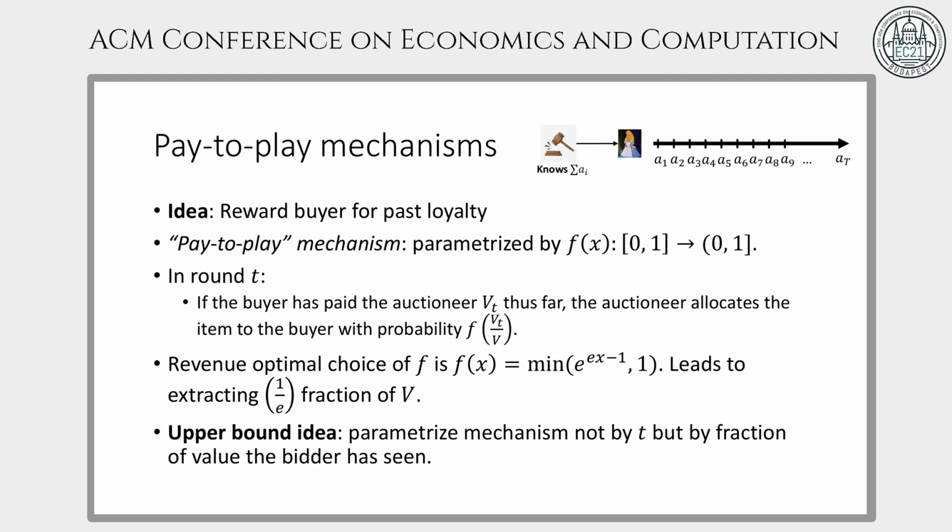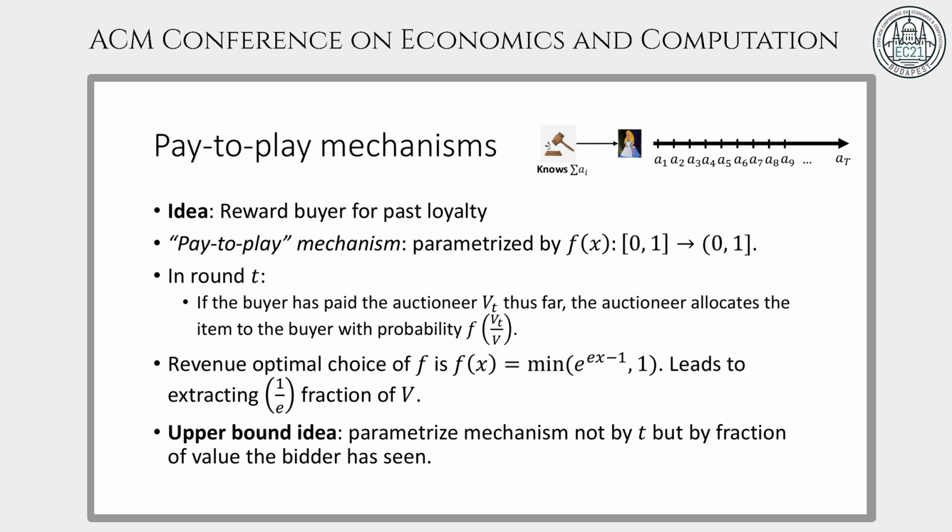The proof of the upper bound is a little technical, but the main idea, the main novelty, is perhaps we show how to parameterize any mechanism not by what it does in round t, but by what it does based on how much value the bidder has seen so far. So, for example, if the bidder has gone through v over 2 of their values so far, we look at what the mechanism will do then. And it turns out we can parameterize any mechanism in this form and interpret any mechanism as a pay-to-play mechanism. And this lets us prove this 1 over e upper bound.